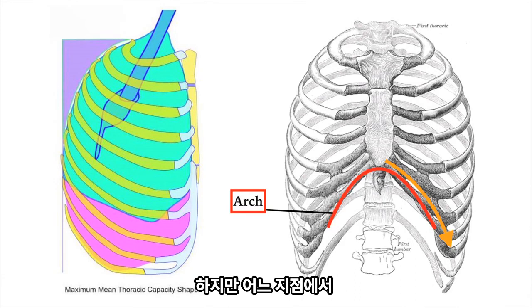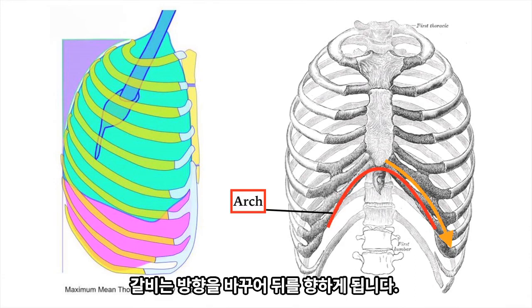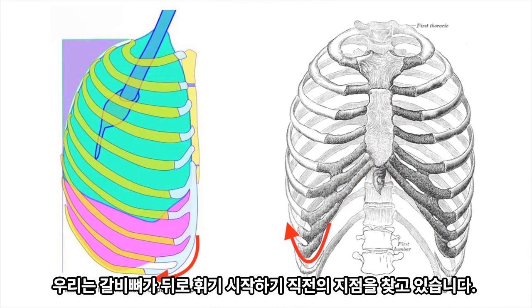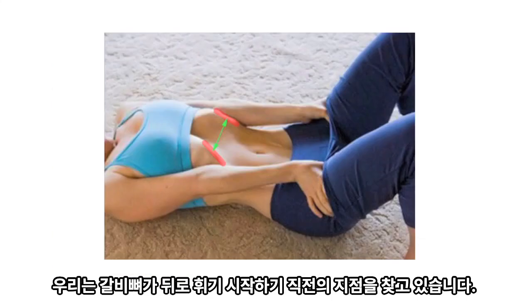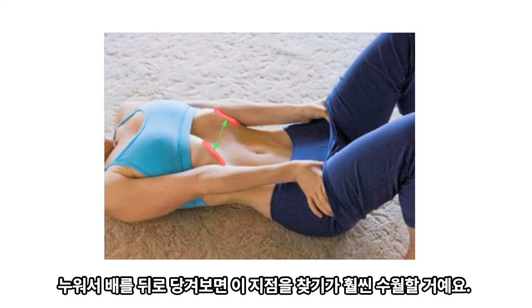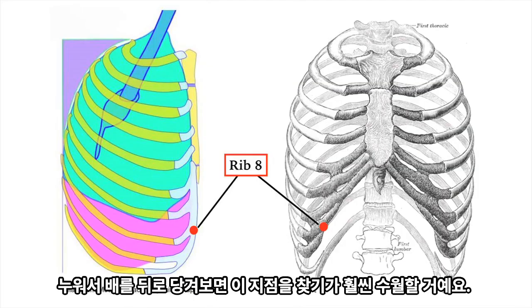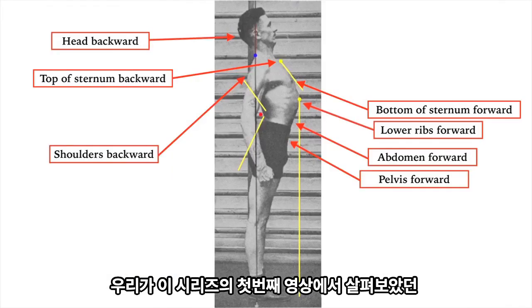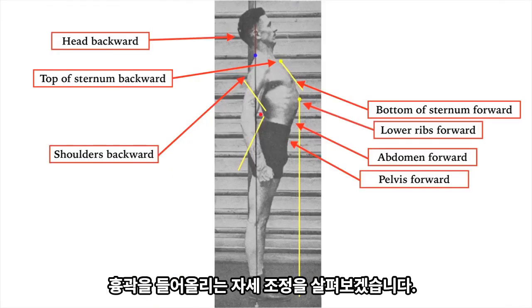But at a certain point, the ribs should change direction and start to go backward. We are looking for the point just before the ribs start to curve back. That is one end of your 8th rib, and that is why we call it rib 8. It can be helpful to lie down and pull your belly back to make it easier to really find that point.